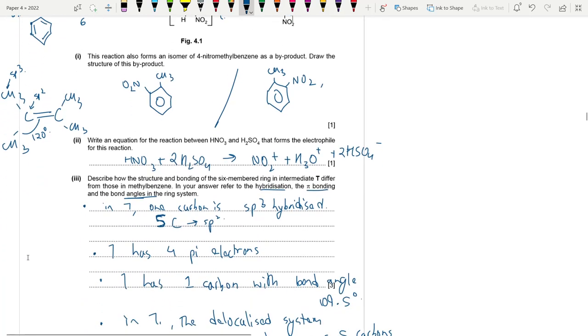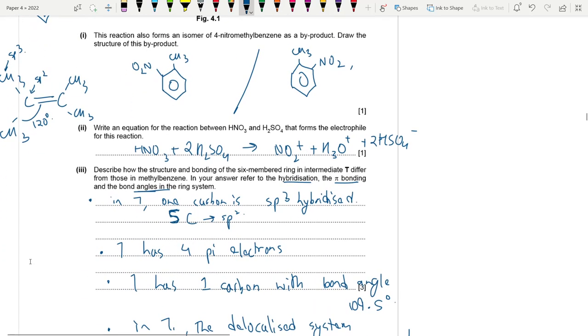Okay, so next we have the formation of the electrophile in this nitration. It's going to be 2 moles of H2SO4 reacting with 1 mole of HNO3 to form the nitronium ion, the protonium ion, and 2 HSO4 minus bisulfate ions.